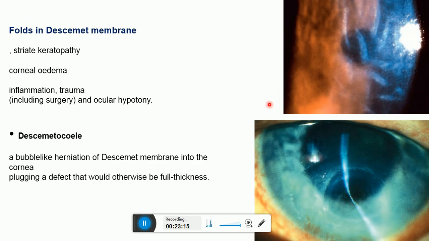Folds and Descemet membrane striate keratopathy result from corneal edema. Causes include inflammation, trauma including surgery, and ocular hypotony. The next is descemetocele. It is a bubble-like herniation of Descemet membrane into the cornea, plugging a defect that would otherwise be full thickness.